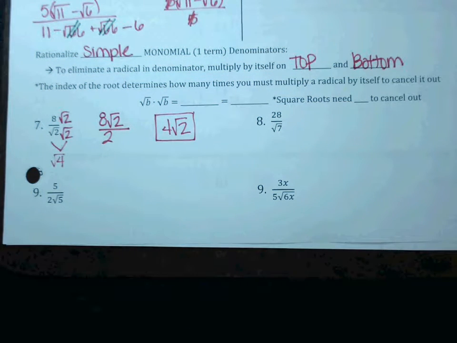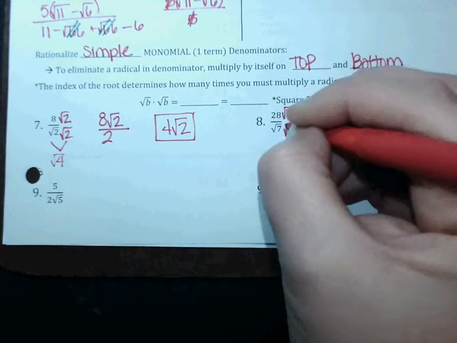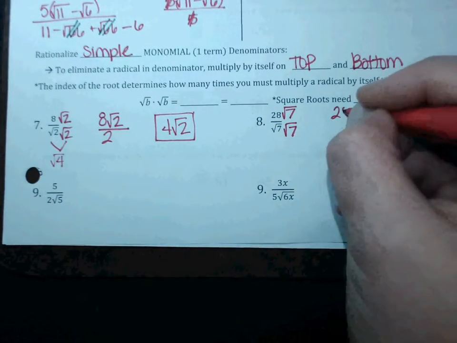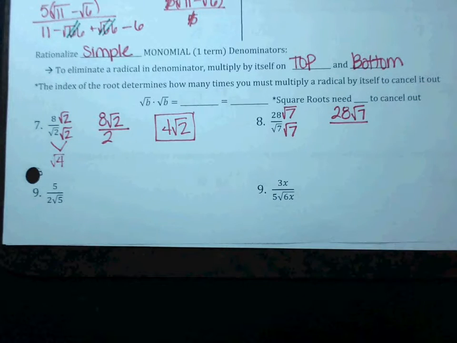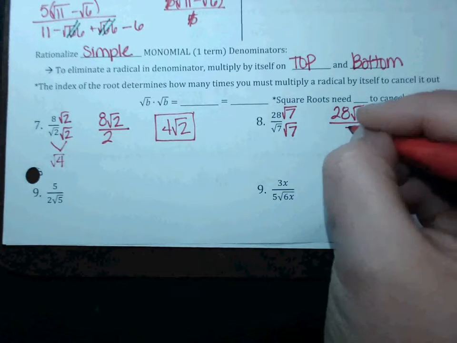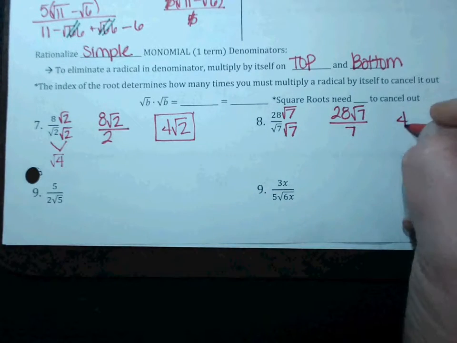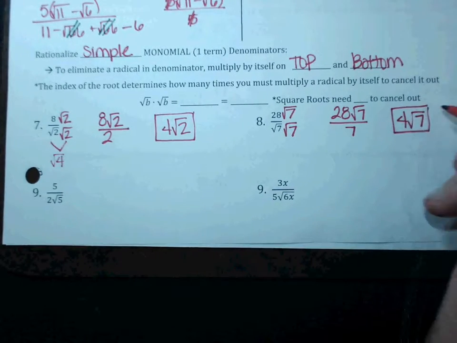Okay? Let's do number 8 next. What's on the bottom? What's the problem? Square root of 7. Not allowed to be on the bottom. So put one on top and on bottom. On top, you have 28 root 7. On bottom, root 7 times root 7 is root 49, which is 7. So remember that when you have 2 of them, you just get the number from the middle. Okay, and then can 28 divide by 7? Yeah. What is it? 4. 4 root 7.